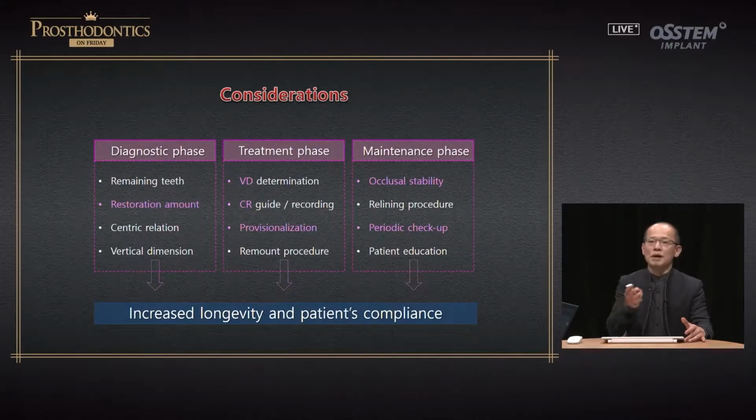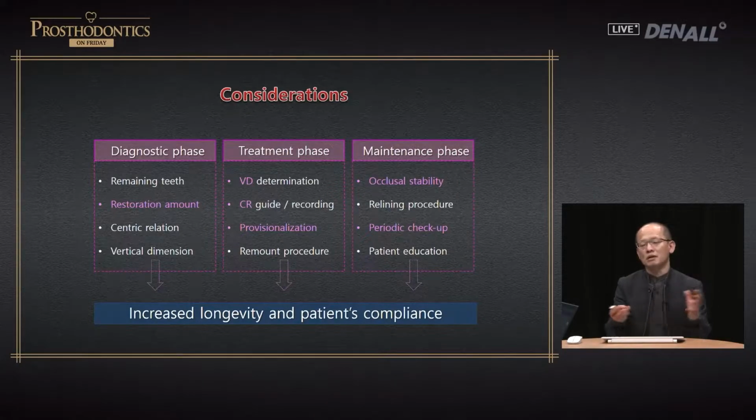So this will be the summary slide for today. In the diagnostic phase, these are the things to be considered, and in the treatment phase, VDCR and provisionalization are needed. In the maintenance phase, occlusal stability and other things are needed. And through this, you need to increase longevity, be very thorough in doing this, and achieve patients' compliance.